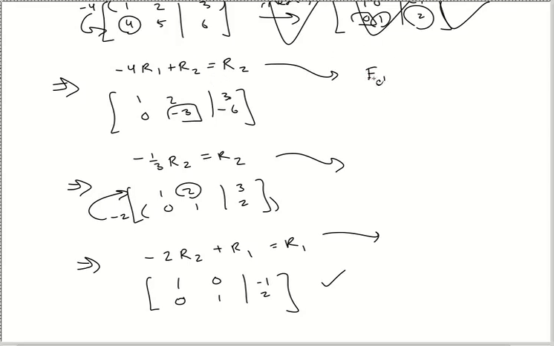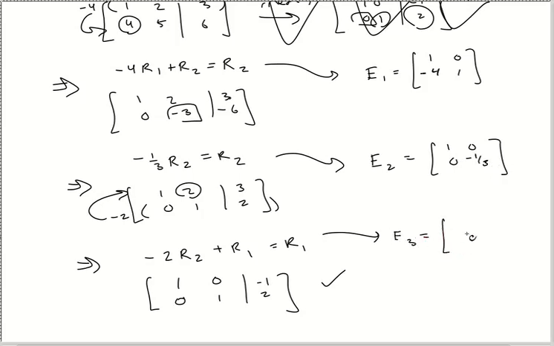This is E1, because it was my first one that I did. It's going to be a 1, -4, 0, 1. I'm multiplying it by row 1 and adding it into row 2. Okay? E2, this is actually a pretty easy one. 1, 0, 0, -1/3. So I'm just simply multiplying by row 2. And then, I'm sorry, this is E3, my last row operation. You probably guessed it goes right here.